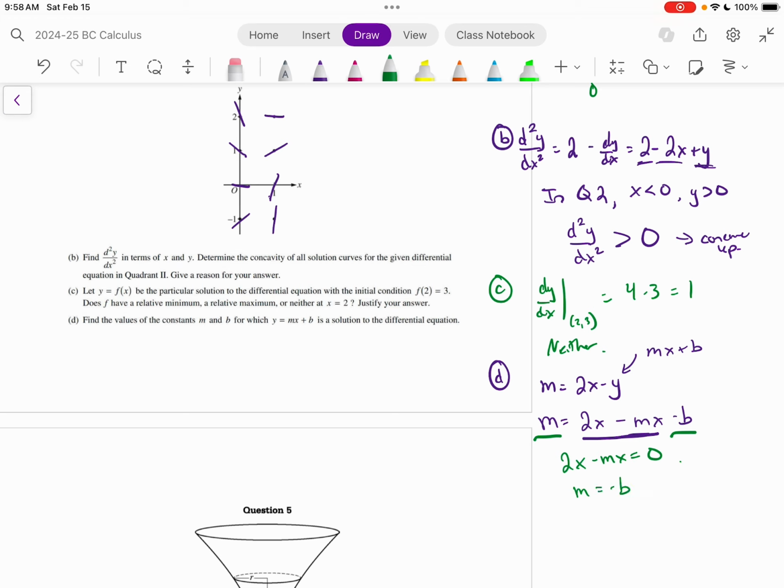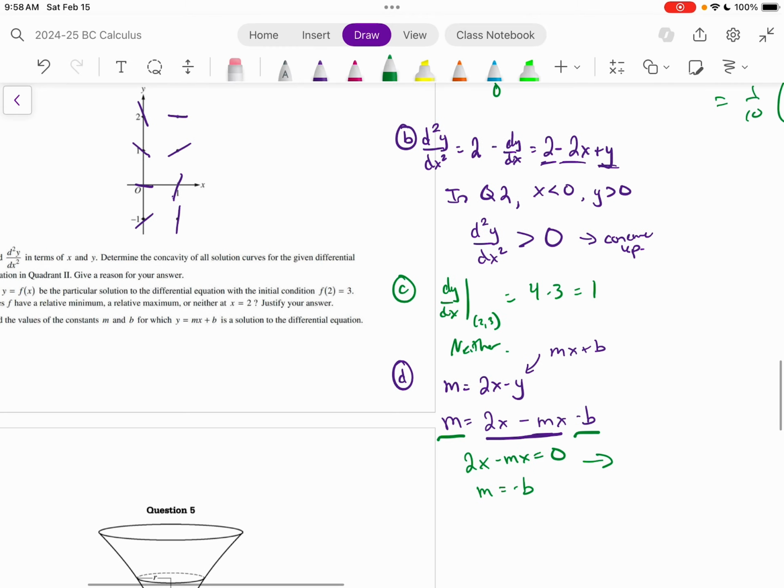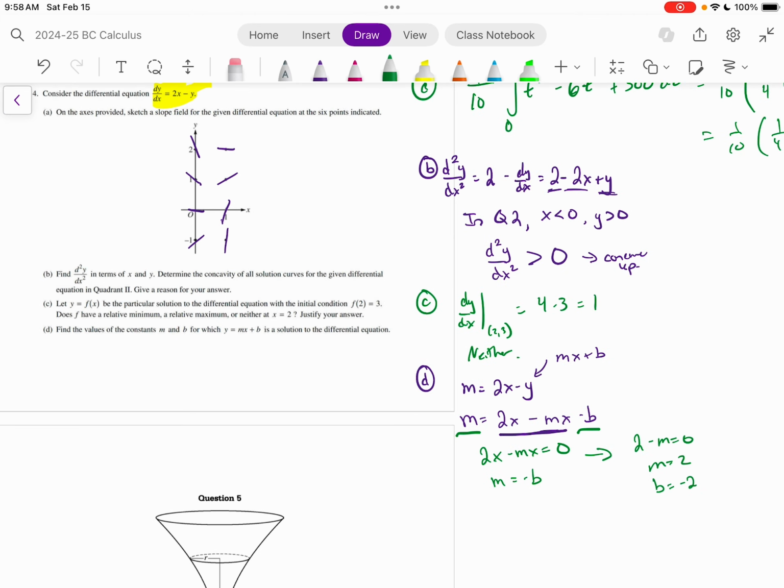So we're actually going to get a system here that's kind of nice, where I'm going to say, oh look, 2x minus mx has to be 0 because I don't have any x's to balance that out other than those guys. And m has to equal negative b. Well, we can sort of cancel out these x's, right? Factor them out. So 2 minus m equals 0, or m equals 2, and that would mean that b has to be negative 2. So I think that is a solution to this differential equation, right? So that y equals 2x minus 2 is a solution here that we just found.